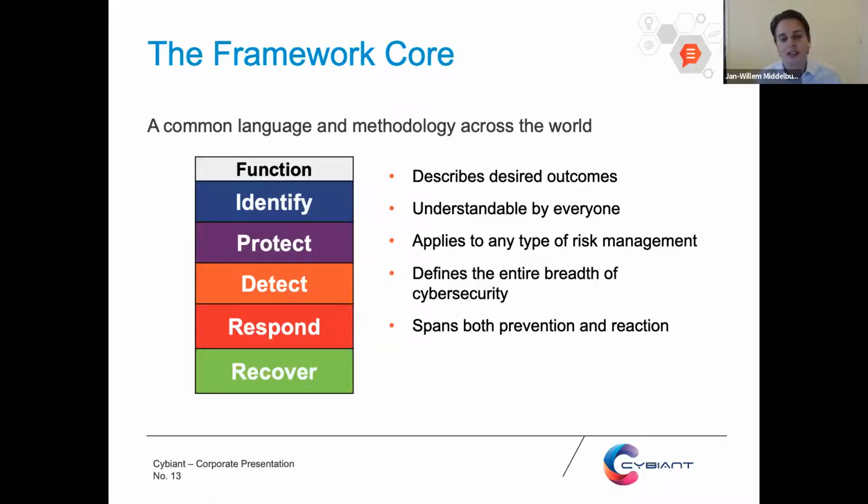So the whole framework spans the entire breadth of cybersecurity and looks at all elements, both from a prevention and a reaction point of view.